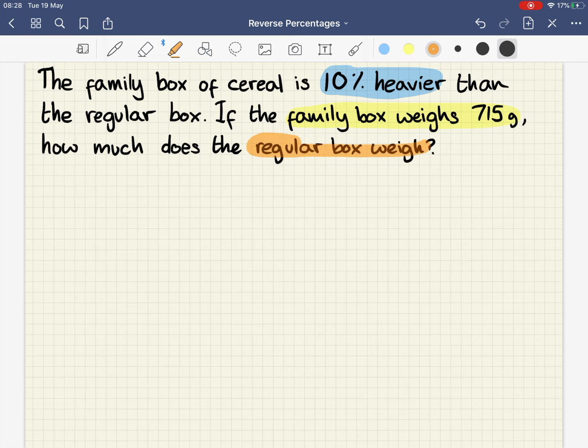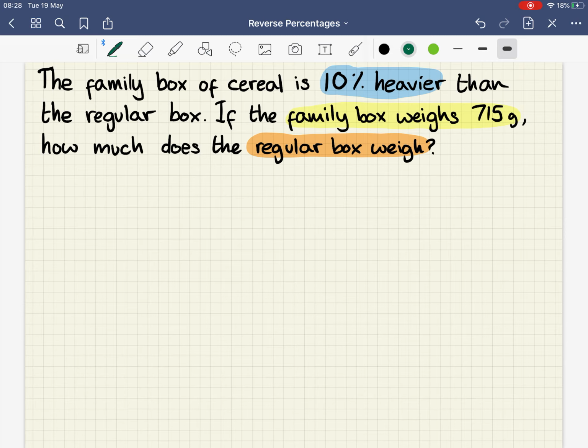So this one here is a little trickier because we don't really have that sort of past, present kind of thing going on. But we're still told that the family box is 10% heavier than the regular. So we are told that we kind of have this percentage change that has already happened because we know what our family box is, we know what percentage change happened, and that is going to identify to me that's a reverse percentage. And another way I know it's not compound interest is that there is absolutely zero mention of time. There is no calculate what something is after many years or days or months.